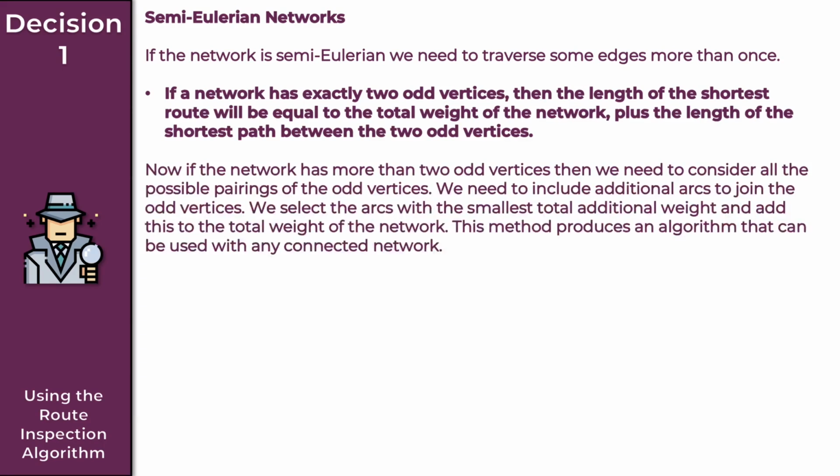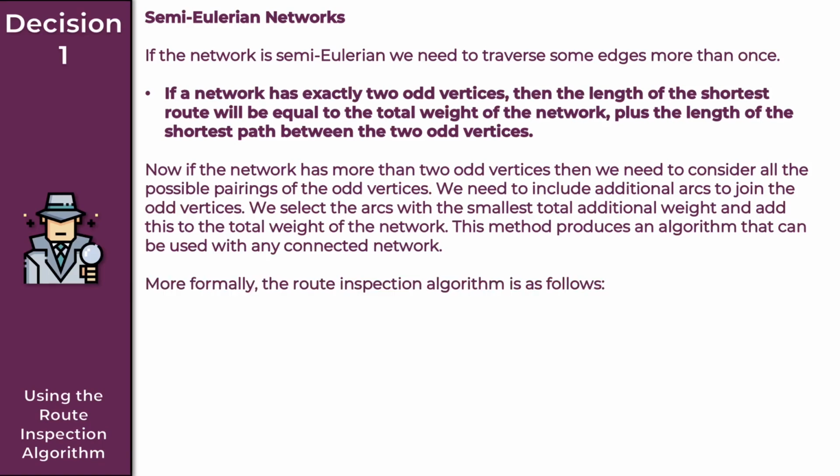Now, if the network has more than 2 odd vertices, then we need to consider all the possible pairings of the odd vertices. We then need to include additional arcs to join the odd vertices, and we select the arcs with the smallest total additional weight and add this to the total weight of the network. This method produces an algorithm that can be used with any connected network.